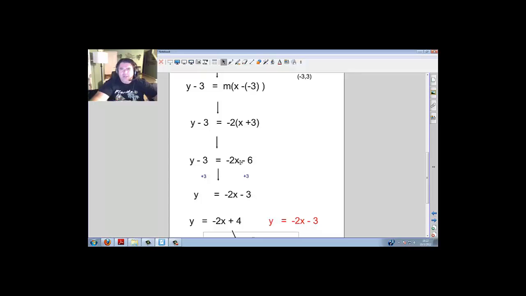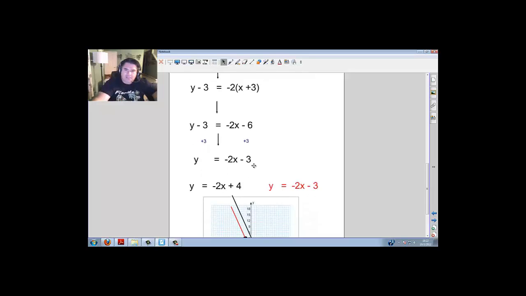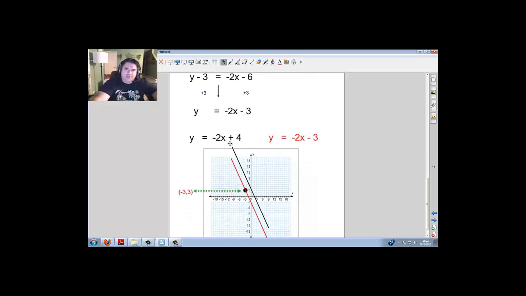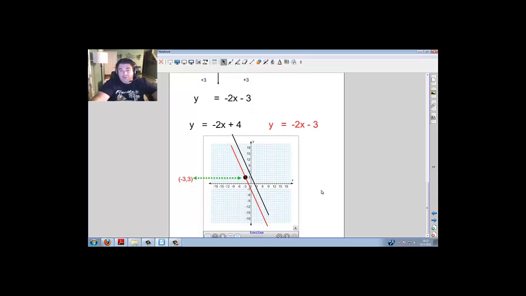Now why minus 3? Because I had negative 6 and went up 3. So I'm at negative 3. Let's plug them in and see. y equals negative 2x plus 4, and y equals negative 2x minus 3. And so I have plus 4, and then down 2 over 1. Here I have minus 3, down 2 over 1. Notice how they're parallel, or a pretty good approximation of it. And this new one does go through negative 3 comma 3.